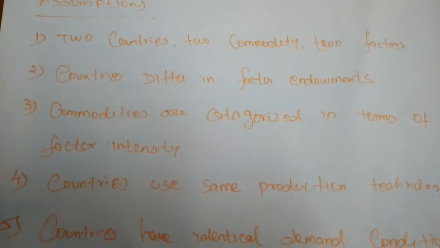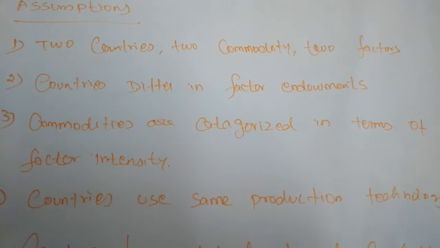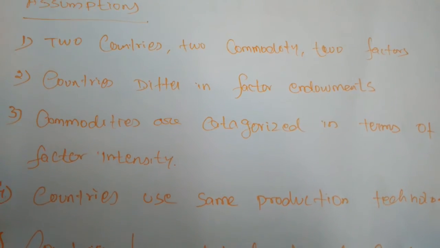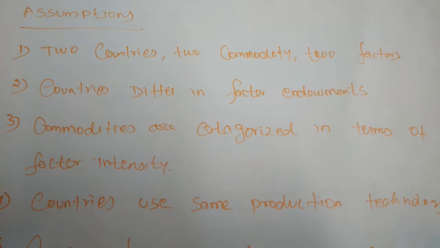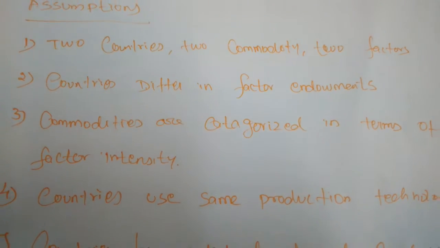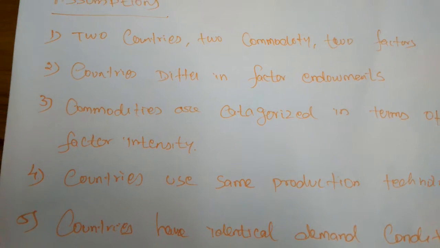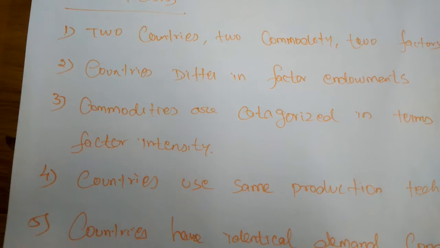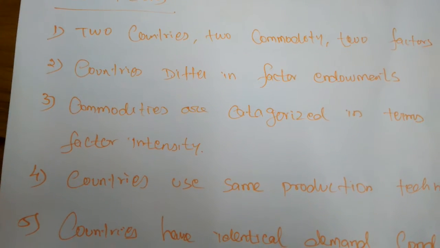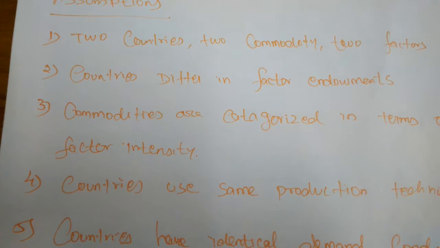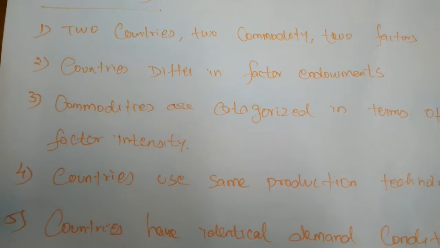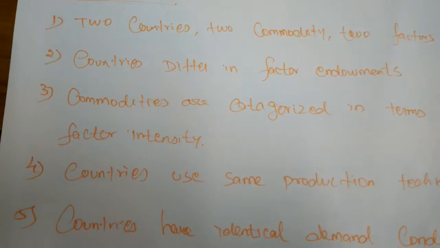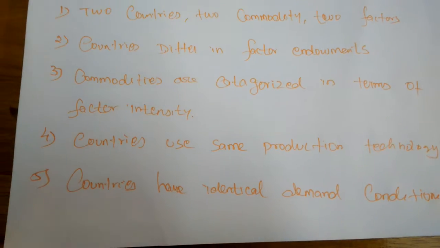Difference in factor endowments means the productivity of the factor, the productivity of labor or the productivity of capital. Both nations will also have differences in factor endowments, the productivity of factors or the resources of factors. Next, the commodities are categorized in terms of factor intensity. Factor intensity means the productivity of the factors of production, so it will be categorized by which nations have more production.